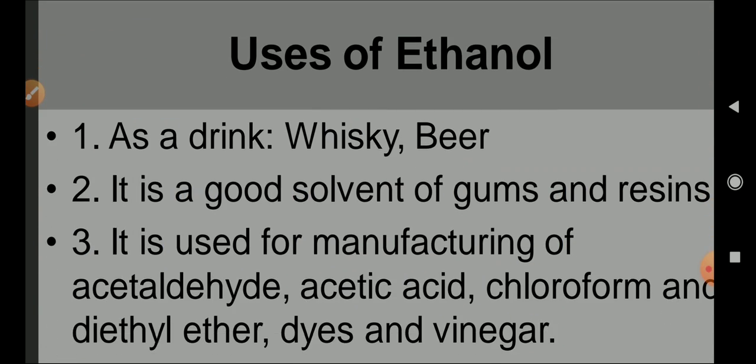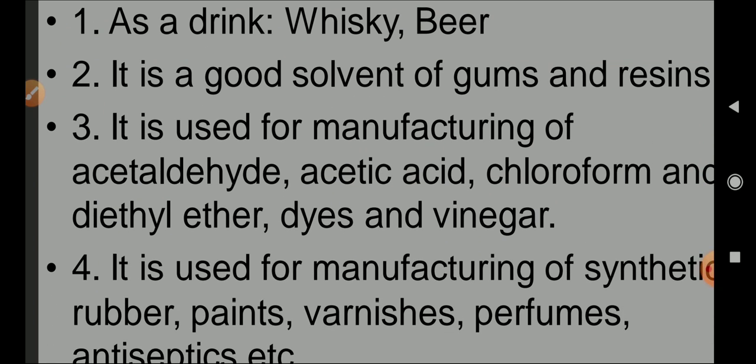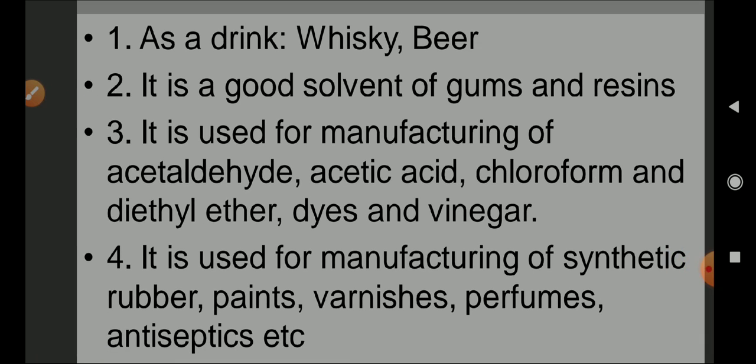Now let us see the uses of ethanol. Ethanol can be used for beer, whiskey, wine. As it is a good solvent for gums and resins, it is used there. It is used for manufacture of acetaldehyde, acetic acid, chloroform, diethyl ether, dyes and vinegar. It is used for manufacturing synthetic rubber, paints, varnishes, perfumes, antiseptics, etc.